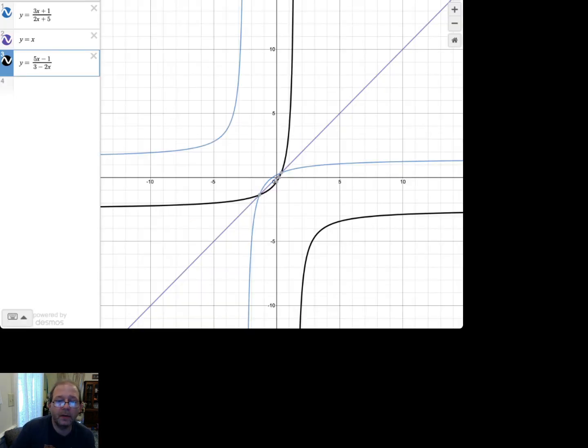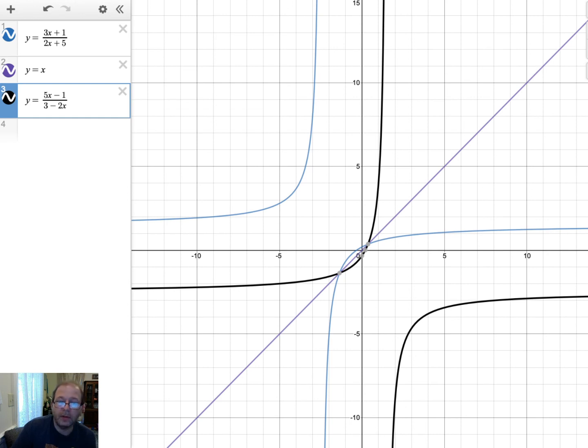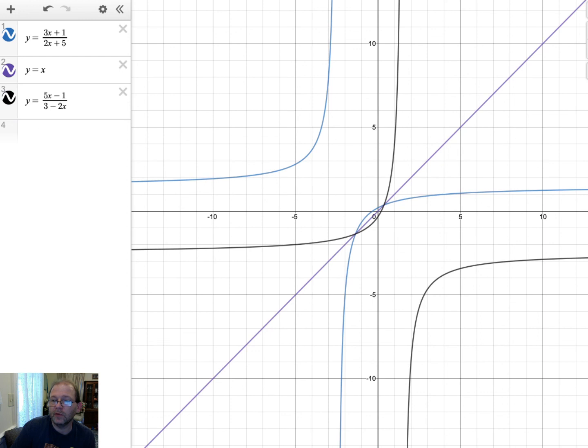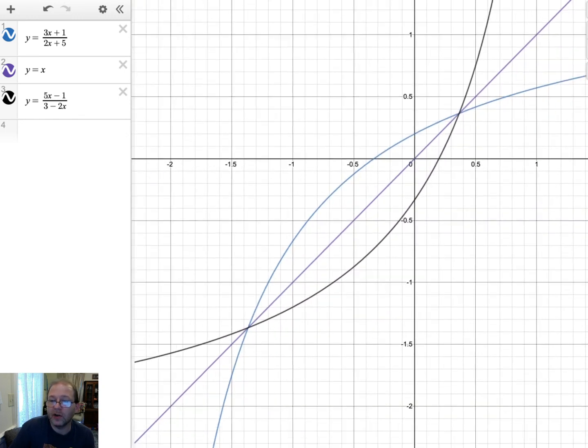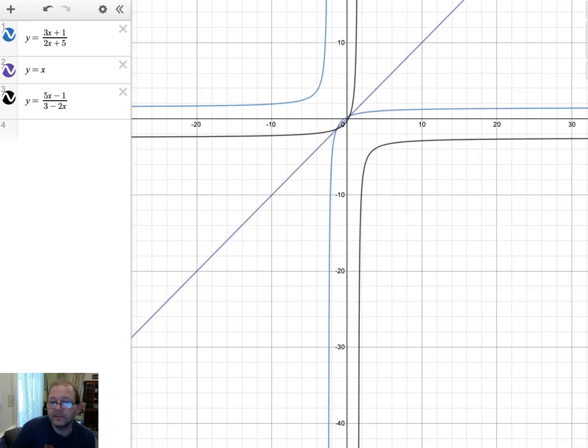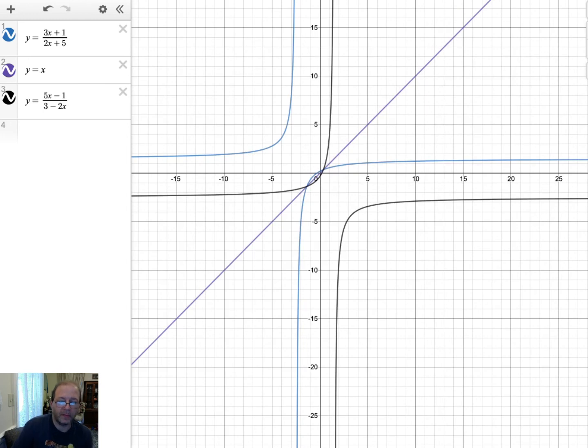And notice, if you were to reflect this graph across the line y equals x, the black graph would land on the blue graph. And notice the only places where the black graph and the blue graph overlap are on the line y equals x. All right, I think that'll do it for this section.